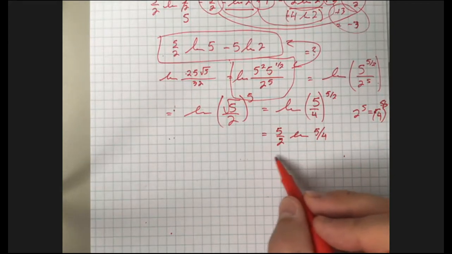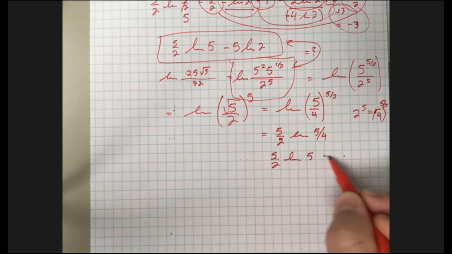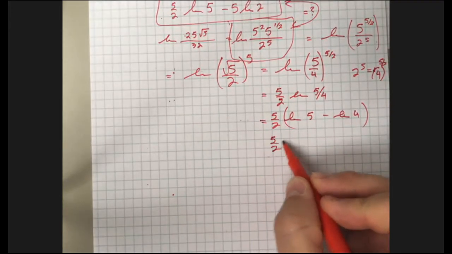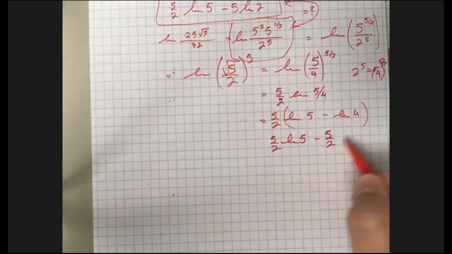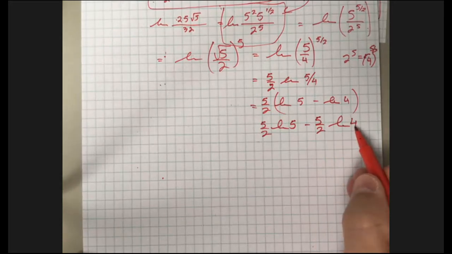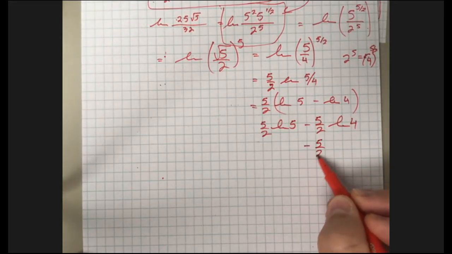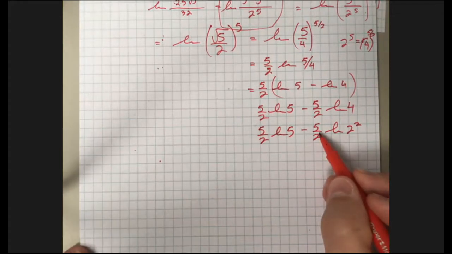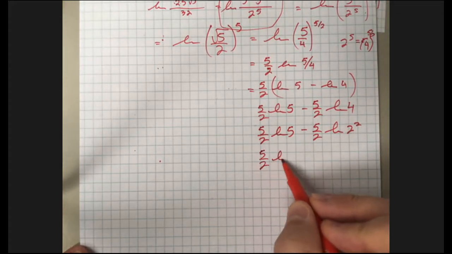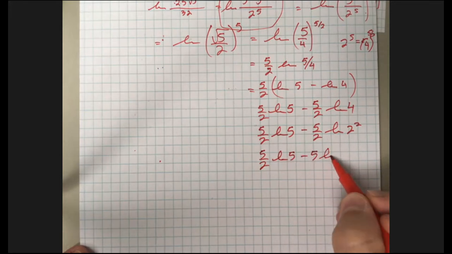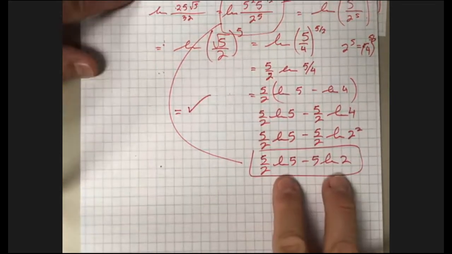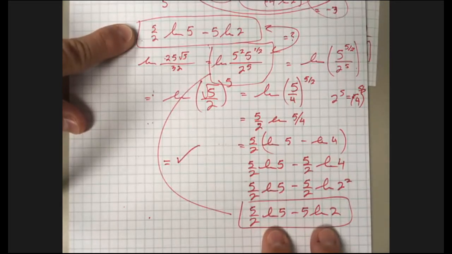I keep going. This is 5 halves natural log of 5 minus the natural log of 4. And this is 5 halves log 5 minus 5 halves log 4. But remember, 4 is 2 squared. So 5 halves log 2 squared: the 2 comes down, kills the 2. This is 5 halves log 5 minus 5 log 2. That was almost dumb luck. They are the same. The answer we worked out very raggedly is the same as the answer Mathematica produced.